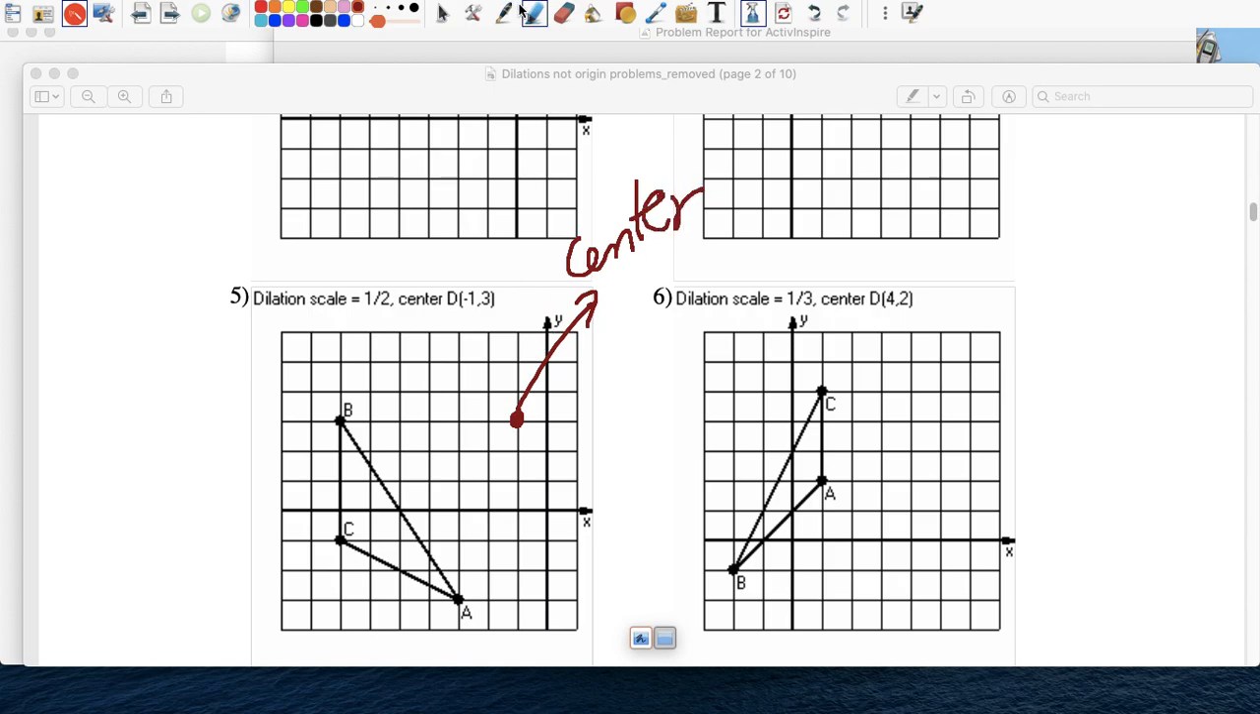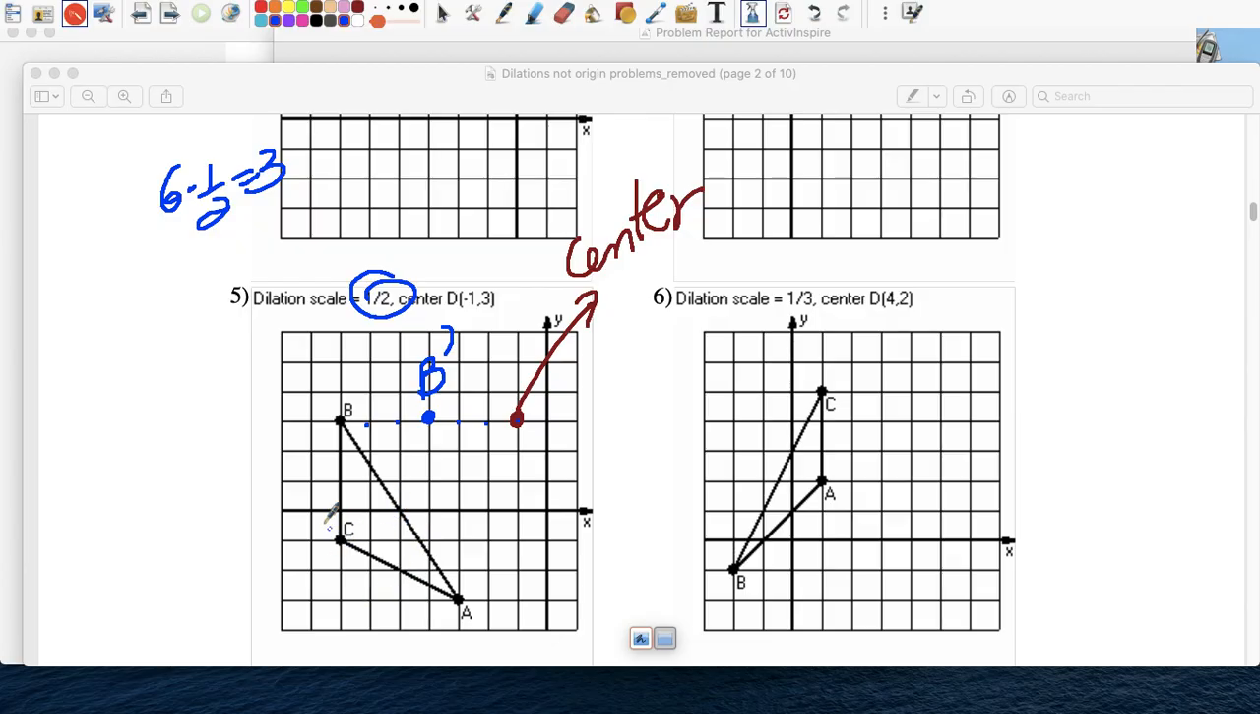Let's start with B because that's easier. If you look at B, it's 1, 2, 3, 4, 5, 6. And what's 6 times a half? 6 times a half is 3. So for B prime, that distance is going to be half that distance. So 1, 2, 3, and here's where B prime is.